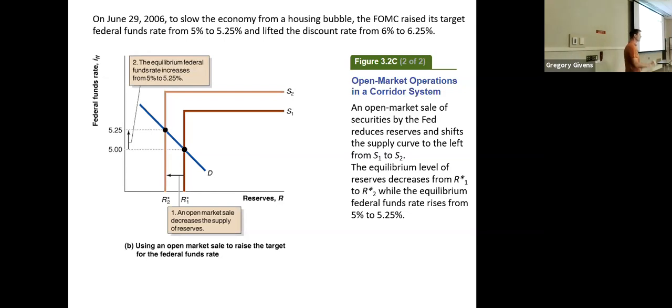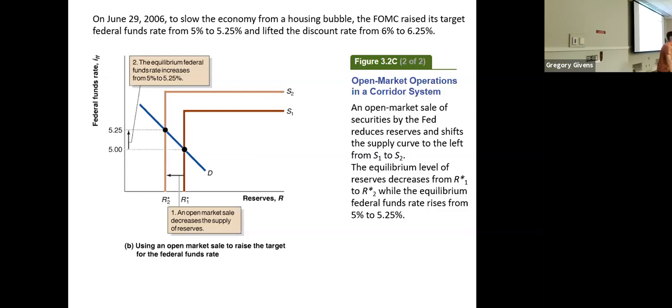Again, in a corridor system, the equilibrium funds rate is going to be above the interest rate on reserve balances, so reserves will be scarce on the margin. And the way the Fed changes the funds rate is through regular open market operations. Selling securities enables it to lift the equilibrium funds rate by shifting the supply curve back. Buying securities does exactly the opposite.